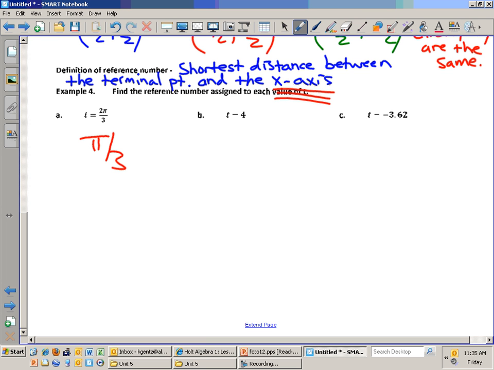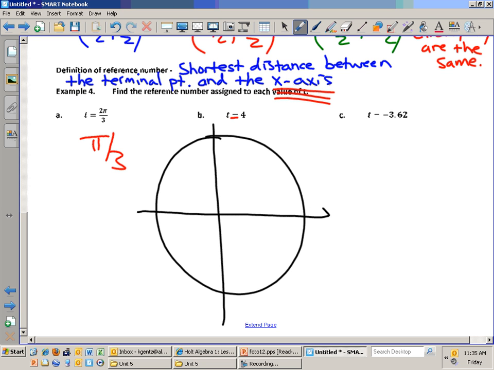Now, if t is equal to, is that positive 4, does it say in your sheet? Okay, so t equals positive 4. Watch what happens when I do this. I'm going to draw this one out right here. Positive 4 radians. Well, that's not written in terms of pi. It's written as a decimal. So I'm going to write these as decimals.